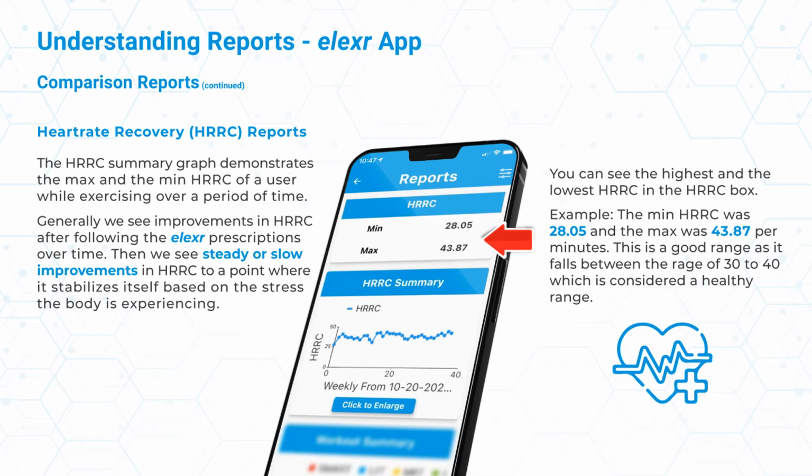Example, the min HRRC was 28.05 and the max was 43.87 per minute. This is a good range as it falls between the range of 30 to 40, which is considered a healthy range.